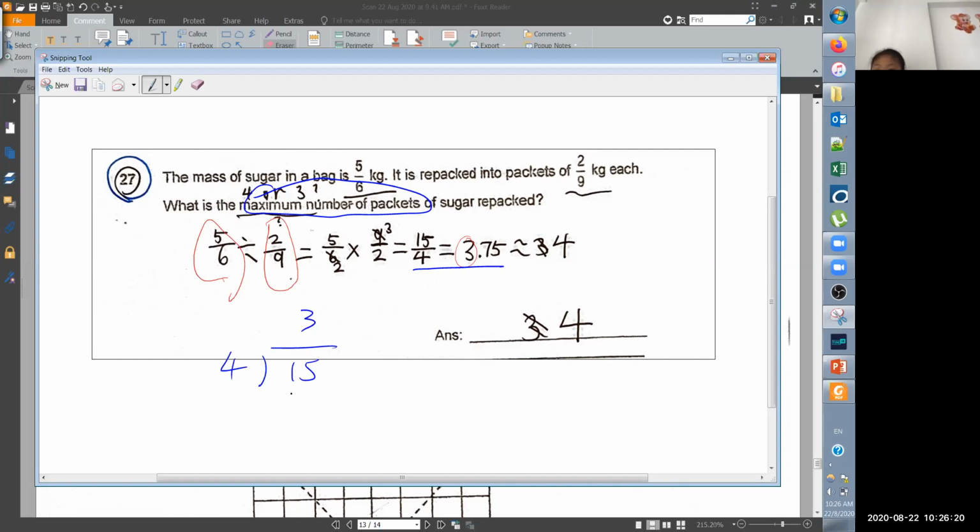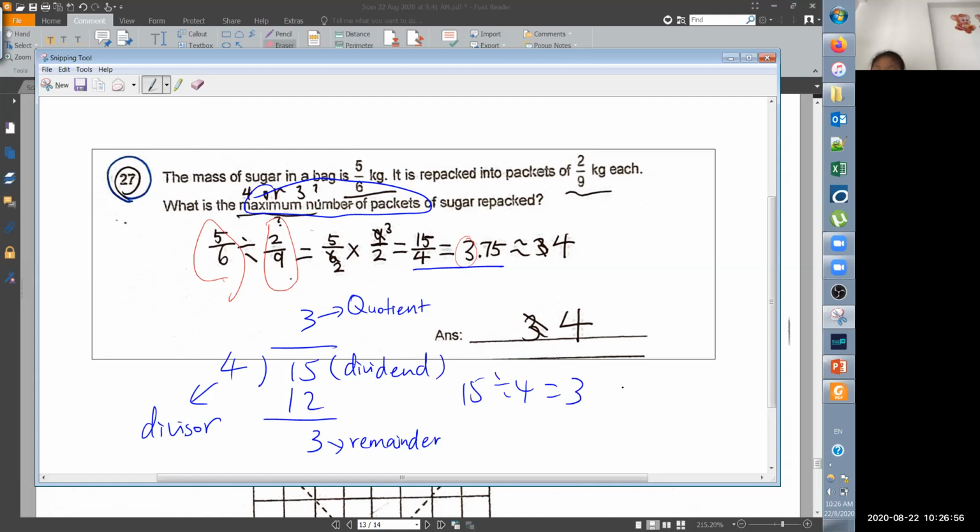Okay, you have a 3, and then I have 12, and then this is 3. So what this means, this is called the dividend. If you forget the name, please watch the recorded video and memorize all this. This is called the divisor, and then this is the quotient, and this is the remainder. So what this means is your 15 divided by 4 is you have 3 packets and 3 kilogram left.